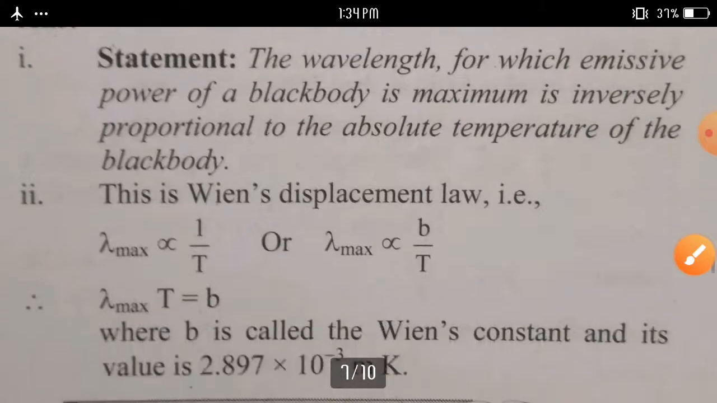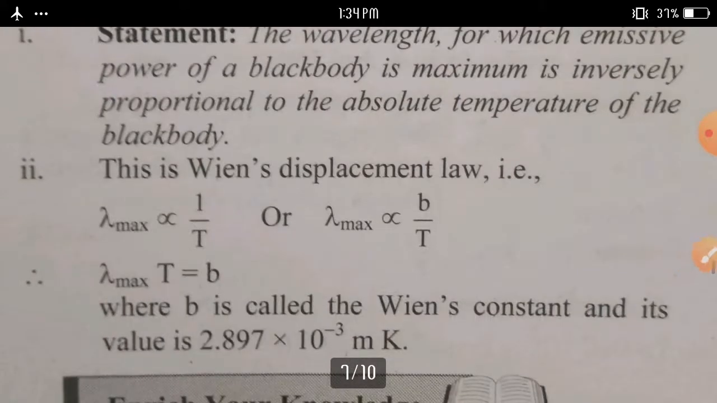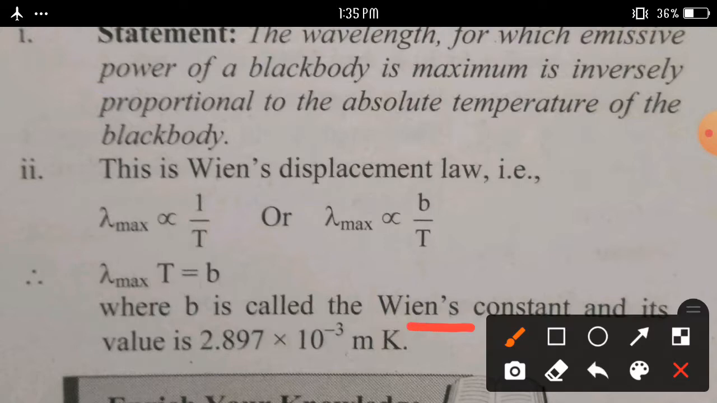Mathematically, we can write Wien's displacement law: lambda max is directly proportional to 1 upon T, that is, lambda max is inversely proportional to T. Here lambda max into T is equal to small b, where small b is the Wien's constant and its value is 2.897 into 10 raised to minus 3 meter Kelvin.